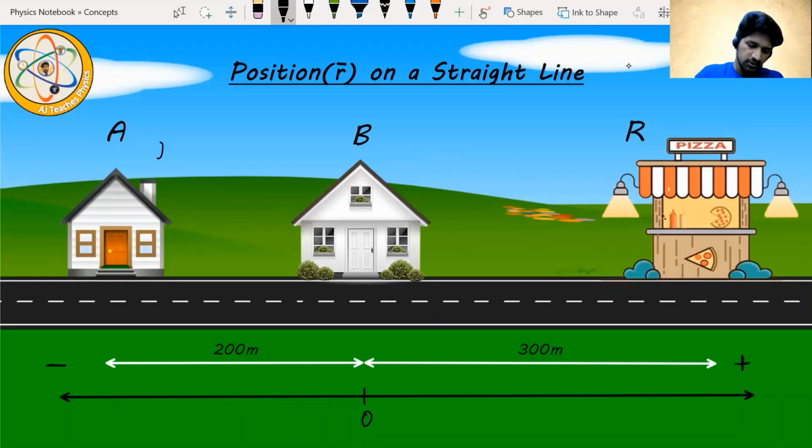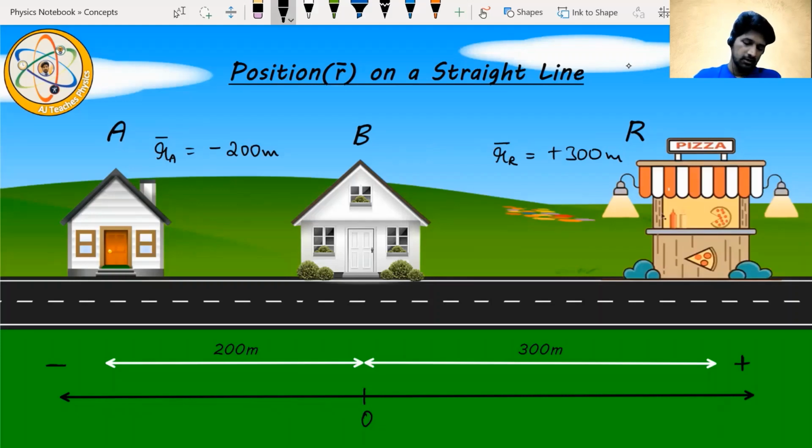So we can write the position of house A as RA equals negative 200 meters. What it means is that it is 200 meters away from the origin on the negative side. Now, if you want to indicate the position of the restaurant R, you can indicate it as RR equals plus 300 meters. Now, the positive sign is usually omitted. So in case there's no sign in front of the magnitude, you'll assume it to be positive. The plus 300 indicates that it is at a distance of 300 meters from the origin.